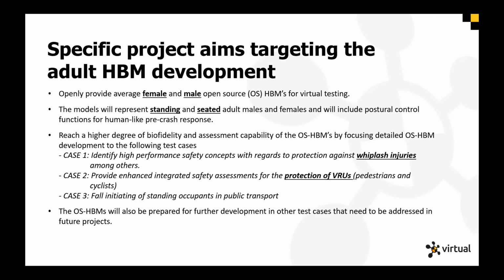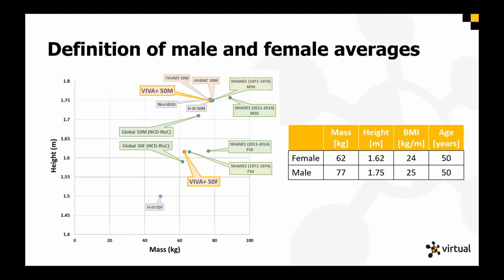We also have another aim here, that the open source human body models should be prepared for further development in other test cases that need to be addressed in future projects. And something that is not written here is that we also consider, at least when it's possible, the possibility to later on translate this into another code. So where it's possible, we use material models that are easily translated into other codes.